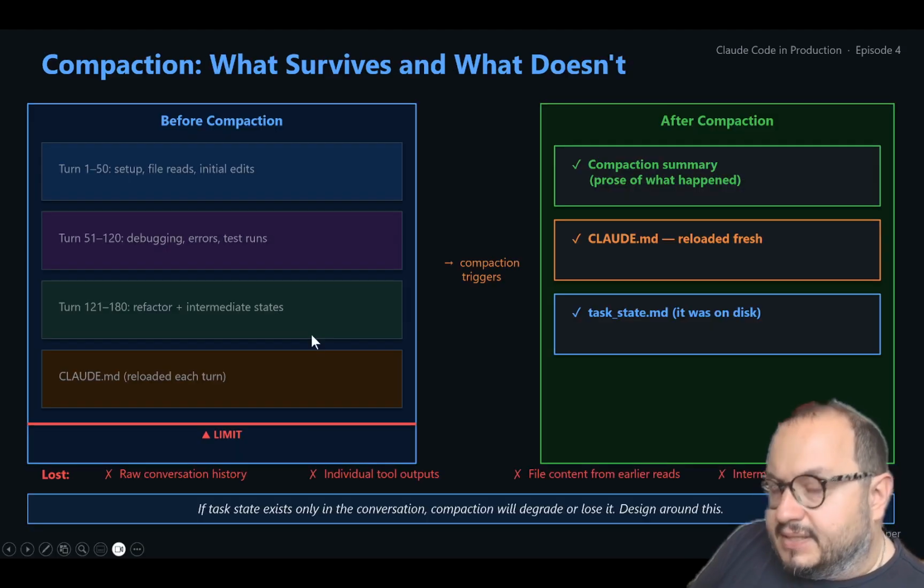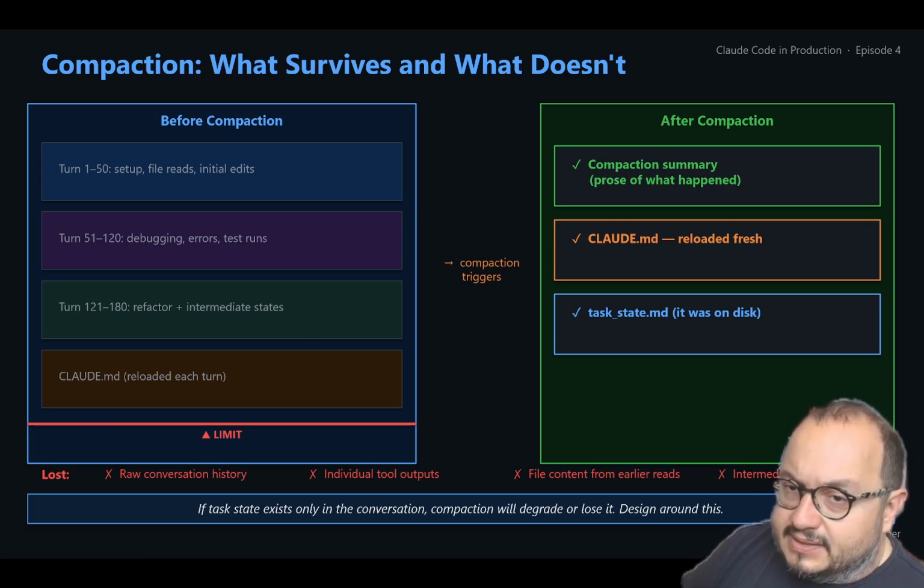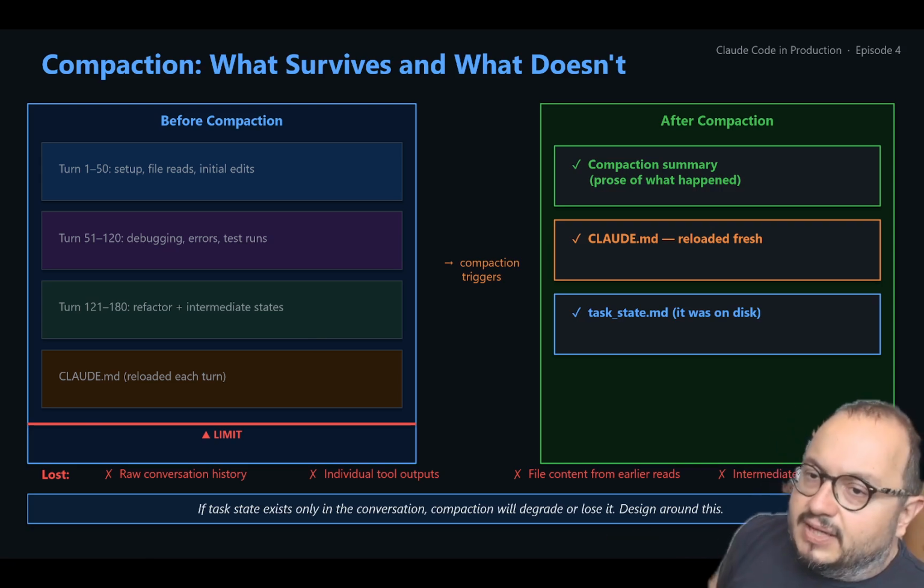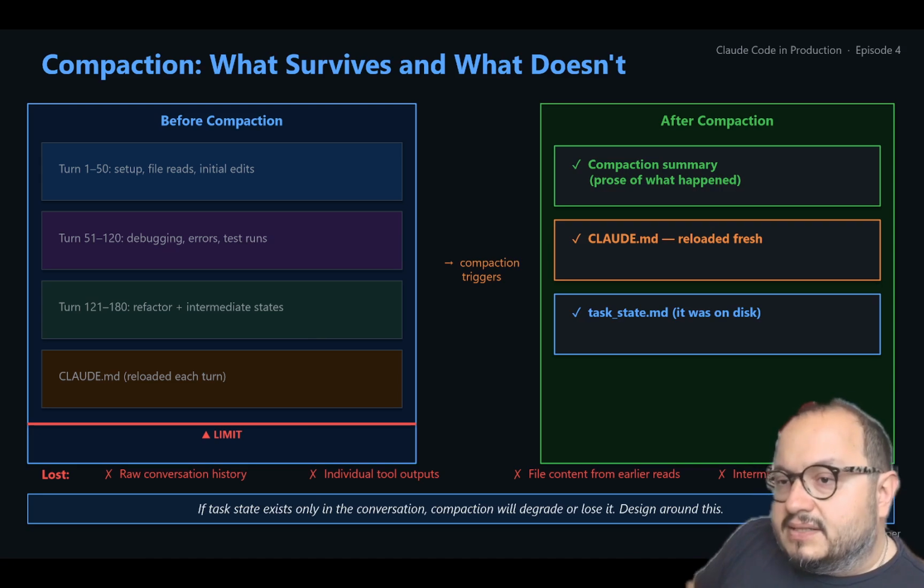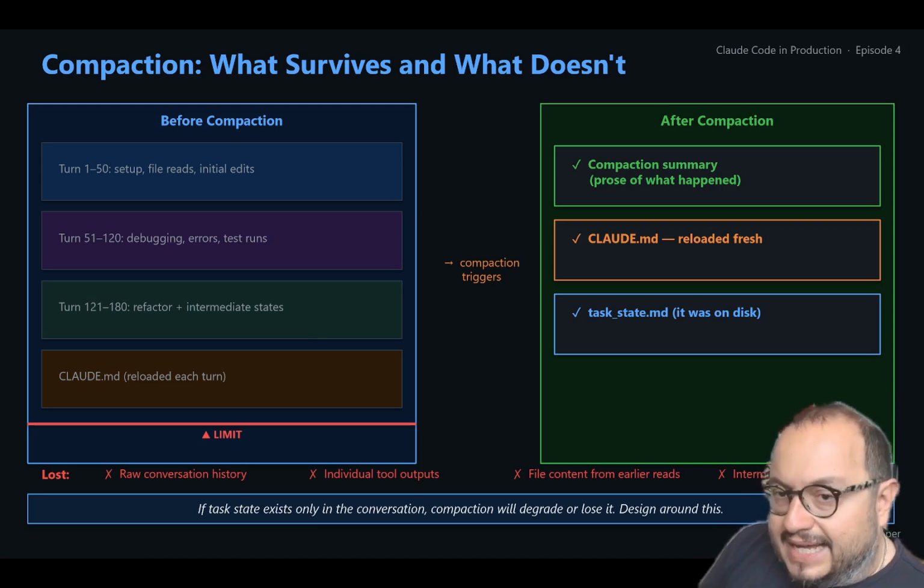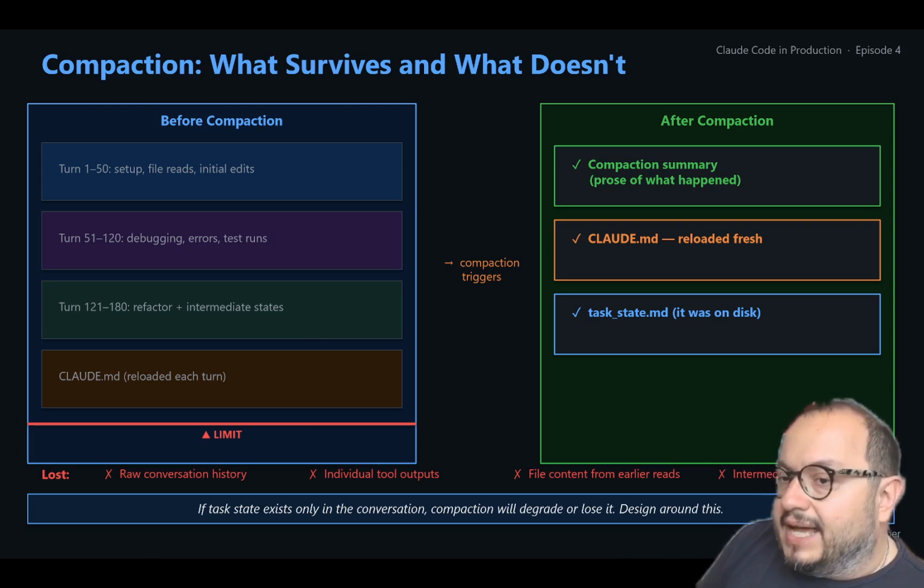Compaction is not a disaster. It's a design feature. When the context window fills, Claude Code summarizes the conversation history and discards the raw messages. The summary is shorter than the original. That's the point. This lets the session continue. Here's the critical question. What survives compaction and what does not?